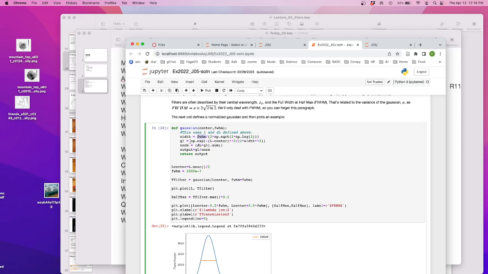So then we define our Gaussian as e to the wavelength minus the center squared divided by 2 times the width squared.